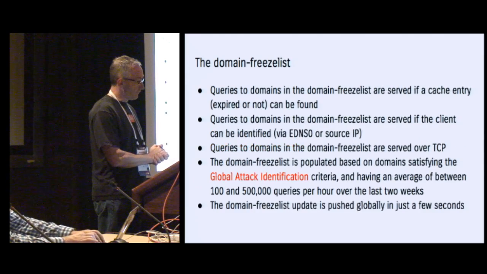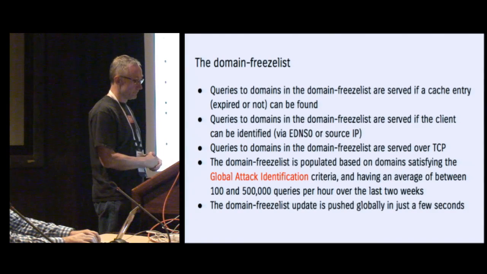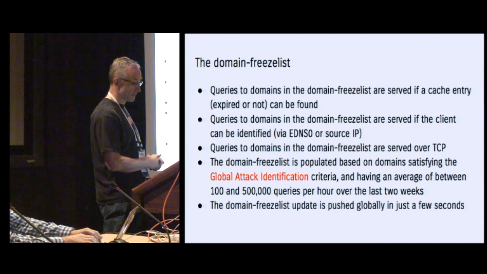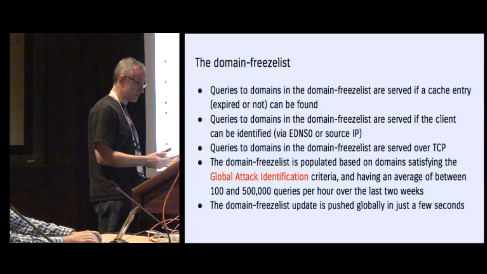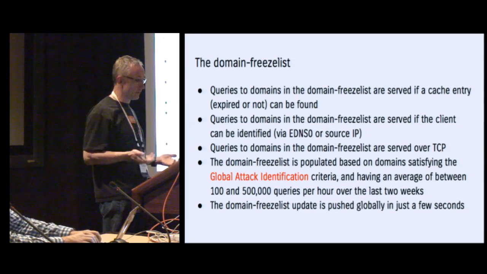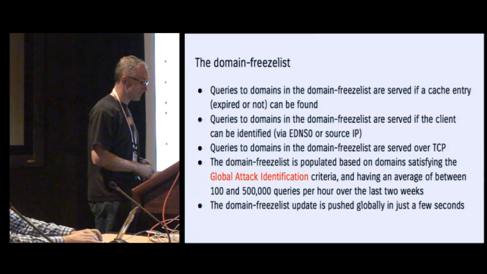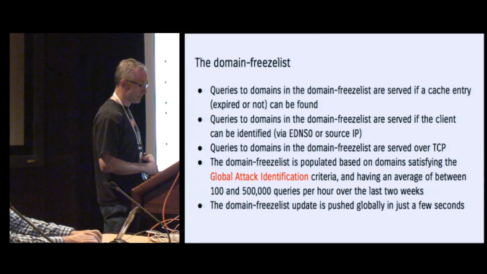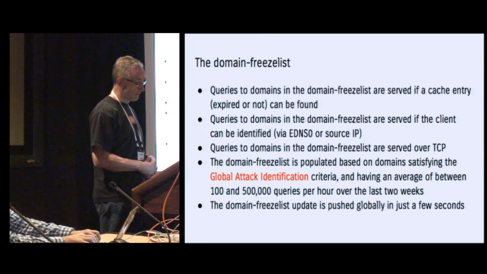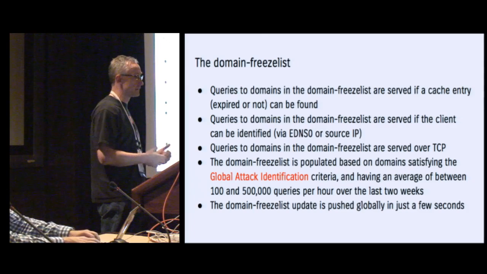However, of course, if we have a domain name that's a little bit more popular than that, then nobody's going to appreciate all of that data being dropped on the floor. So for domains between 100 and 500,000 queries per hour, we behave slightly differently. We put it in a different list. Our resolver is full of lists of domains that we need to behave differently for. But this list is a freeze list, and the idea behind the freeze list needs another step backwards.